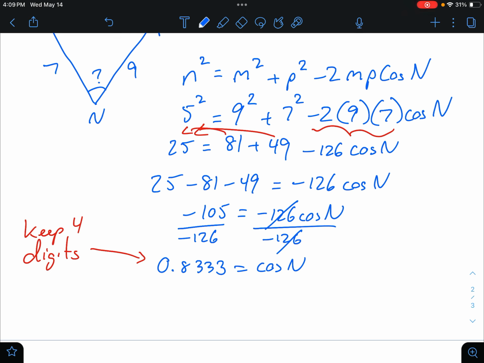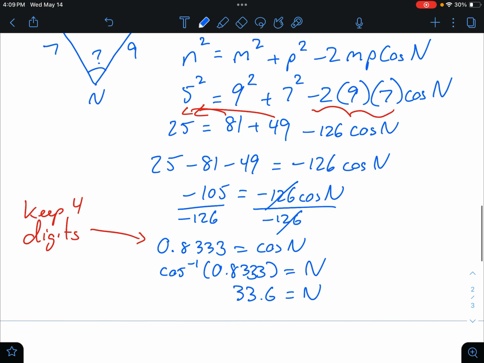So the last step is to convert this decimal into our angle. So the way we do that is we basically use second cos. So we're going to say second cos of 0.8333, that's going to be equal to angle n. And when you punch that in your calculator, you get 33.6.